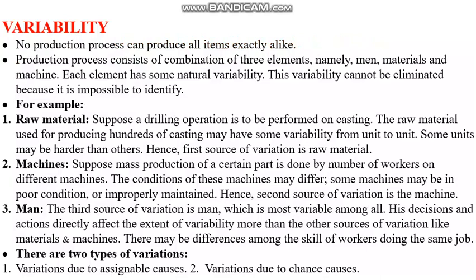For example, if you take the materials, that is the raw materials. Suppose a drilling operation is to be performed on a casting. The raw material used for producing hundreds of castings may have some variability from unit to unit. Some units may be harder than others. Some may have blowholes, some may have some other defects. Hence, this is the source of first variation: raw material.